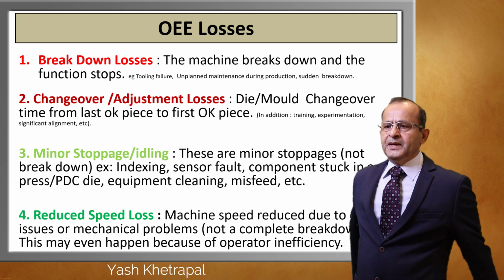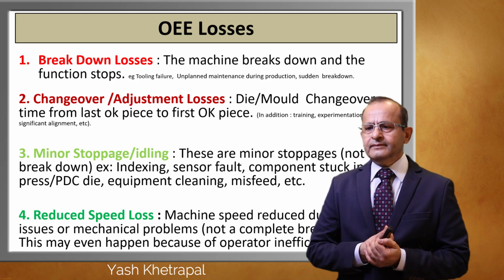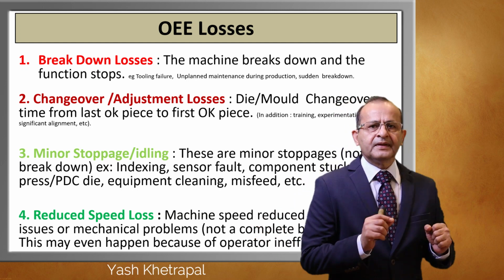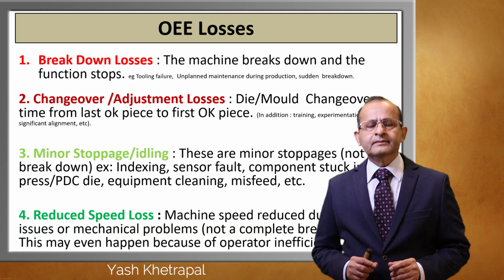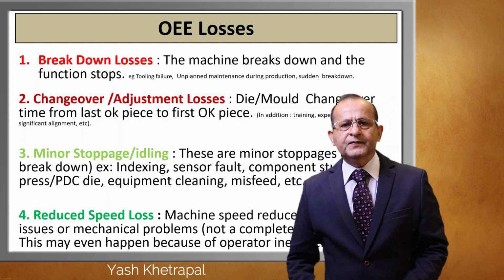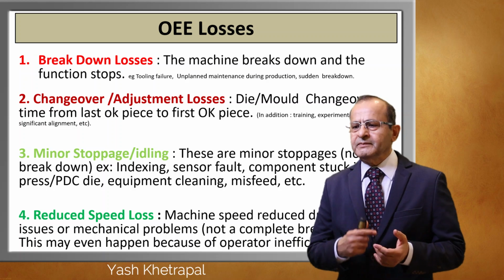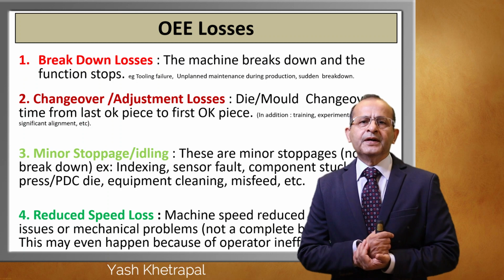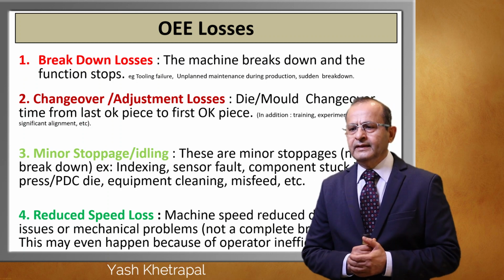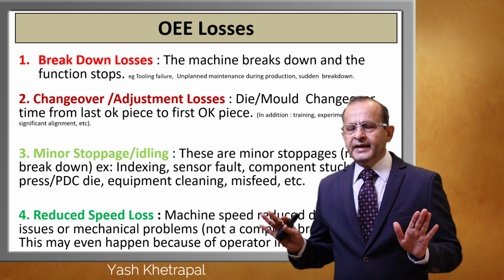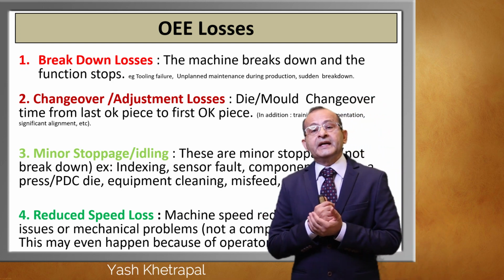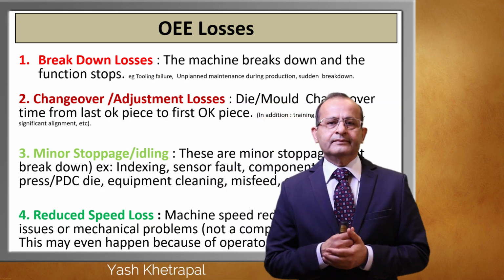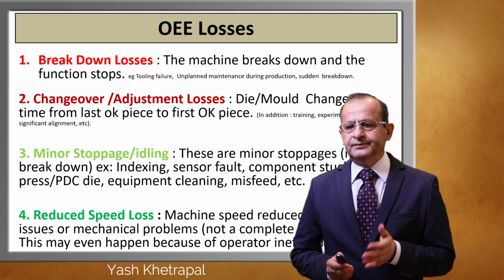Reduced speed. This is a quality problem. Operator wants to know the root cause. He stops it. He calls the supervisor. No, okay, wait. Let's wait for 1-2 minutes. He comes, makes an adjustment. Till the time he waits, this we call reduced speed loss. It's not a complete breakdown. It can happen even because of operator inefficiency. Operator is not in a good mood. He slows down the machine. Reduced speed loss. It happens.